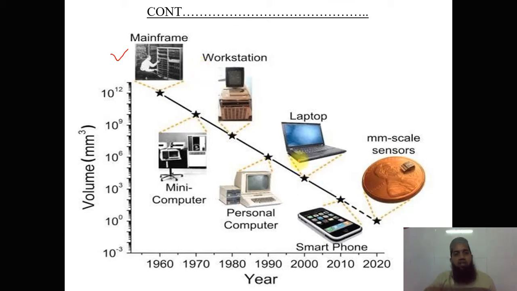After that the minicomputer came into the picture, then the workstation. This is the evolution of CIM. The personal computer came into the picture. Through the computer we can give programming to the system, which comes under CNC. And after that, nowadays we are also using laptops.